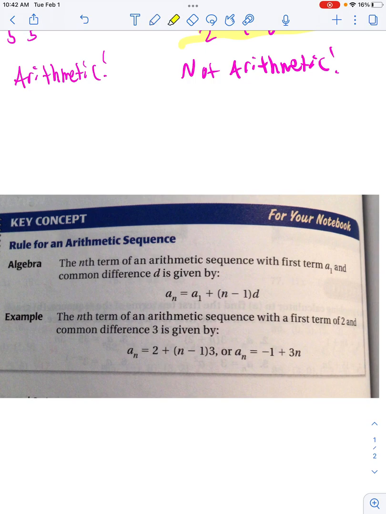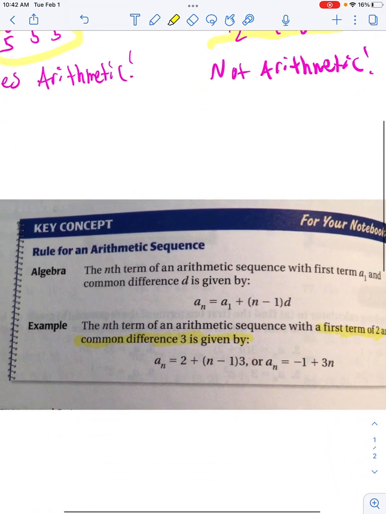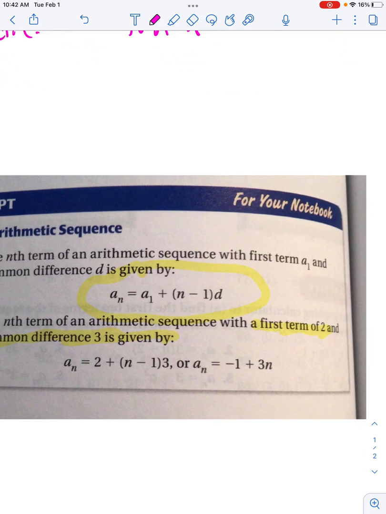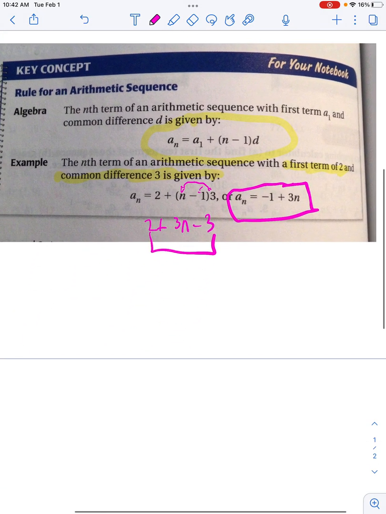So if we look at this example, the nth term of an arithmetic sequence with a first term of 2 and a common difference of 3. Common difference is when you always have 5, 5, 5 like this. So I'm going to take my equation and say, the first term is 2, plus n minus 1 multiplied by 3. After you distribute and combine like terms, you get 3n minus 3, and then you combine 2 minus 3, and you get -1 plus 3n.